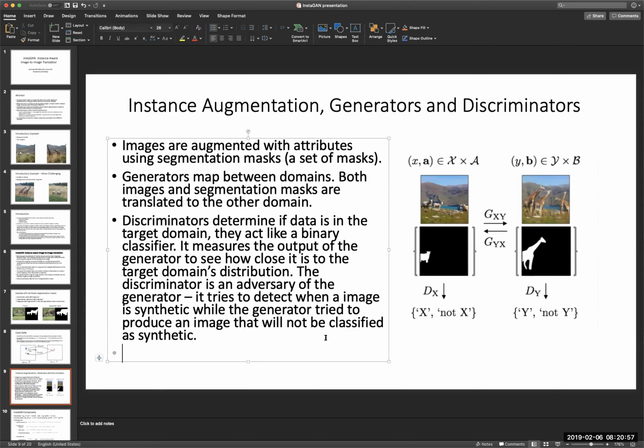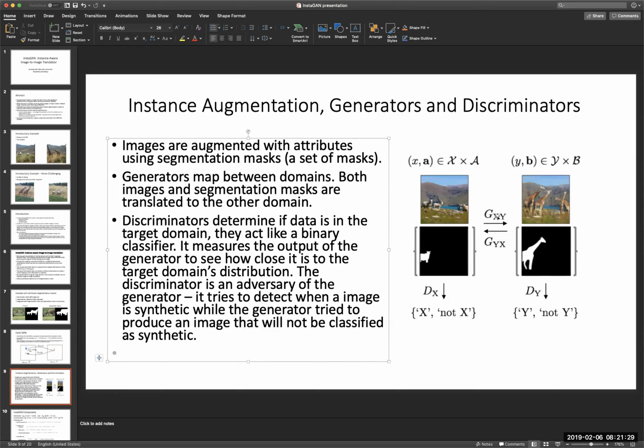So in addition to the two generators, GXY and GYX, we also have discriminators. Discriminators determine if the data is in the target domain, and they act like binary classifiers. The discriminators measure the output of the generator to see how close it is to the target domain's distribution.